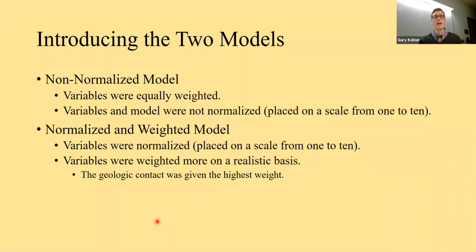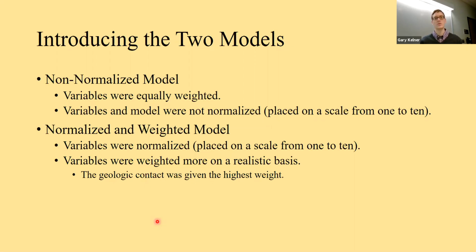Two models were created during this thesis. The first model was the non-normalized model. Within this model, the variables were equally weighted, or all given the same weight. These variables and the model were not normalized or placed on a scale from 1 to 10.